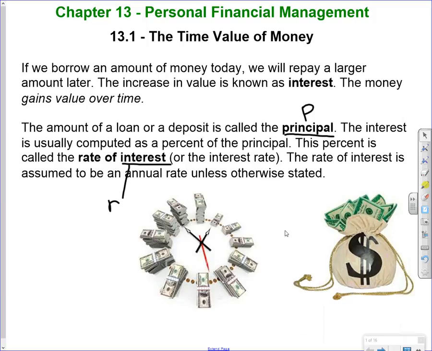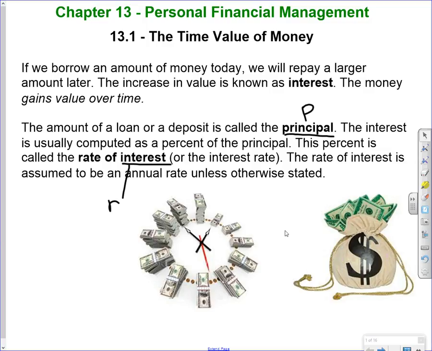Hey everyone, this is Angela Galloway, and this is going to be a lecture session for Math 146, starting our Unit 2 chapter, which is Chapter 13. So this lecture will get through 13.1, hopefully. 13.1 is talking about the time value of money.